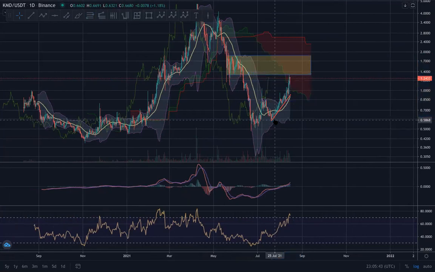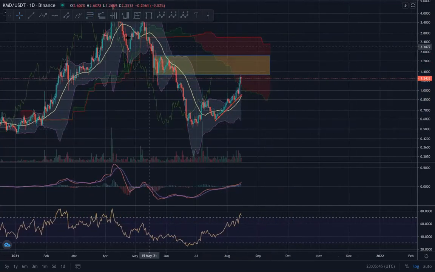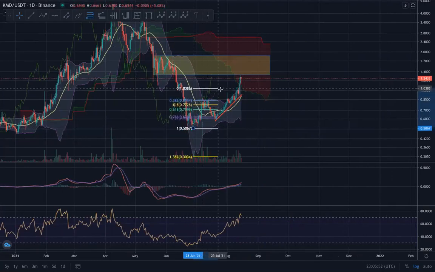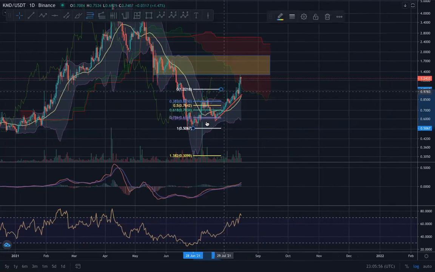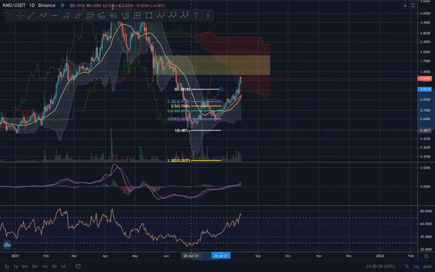Now, just for kicks, to compare, we're going to compare with the first wave. What kind of retracement did it make? We're going to go from the bottom to the top-ish. So yeah, it made quite a significant retrace. I mean, that's a pretty big retrace.